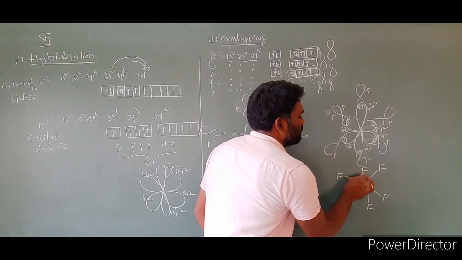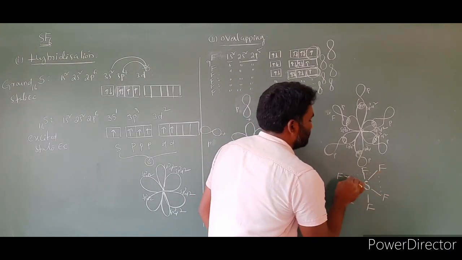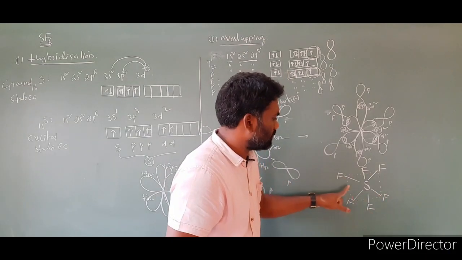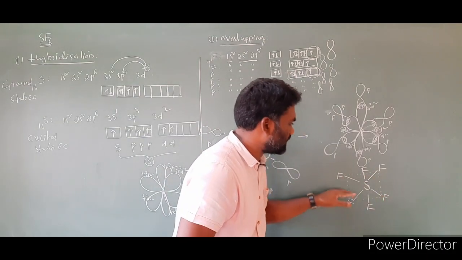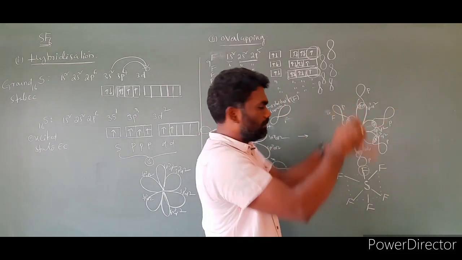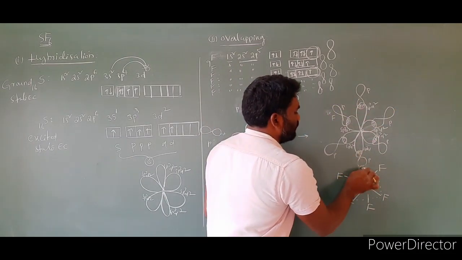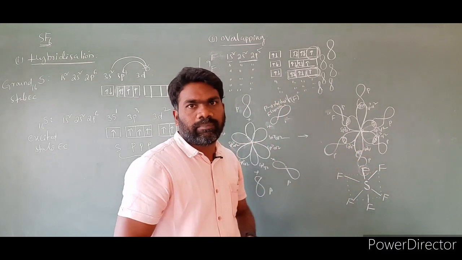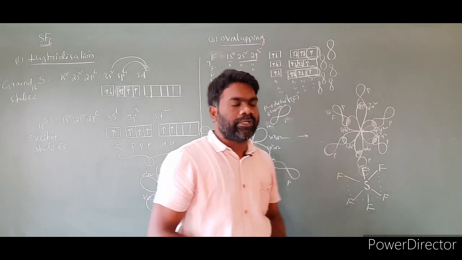So connect the fluorines present in one plane. What I connected with dotted lines, these fluorines are present in one plane. This fluorine is present above the plane, and this fluorine is present below the plane. So this is the SF6 molecule.